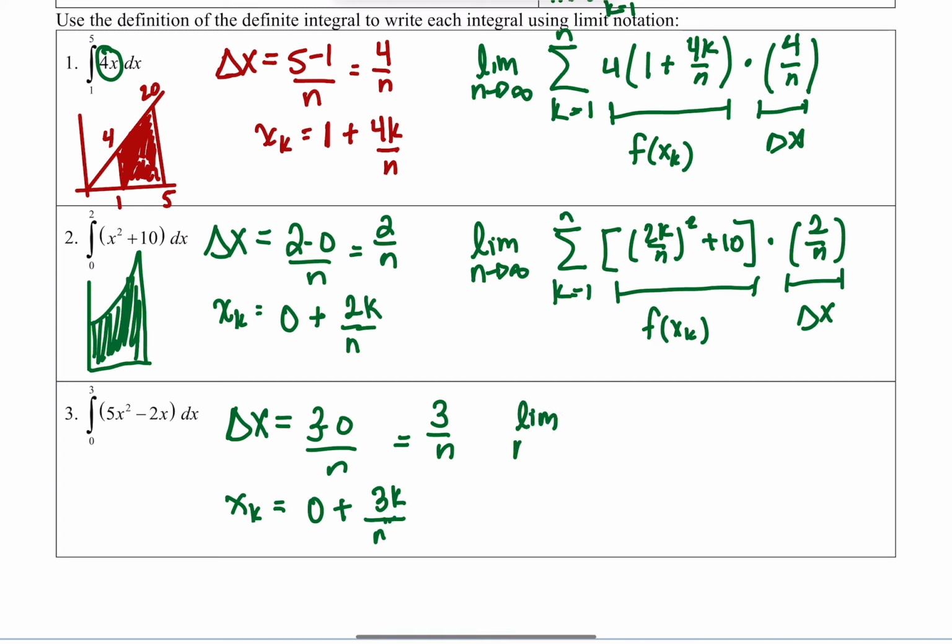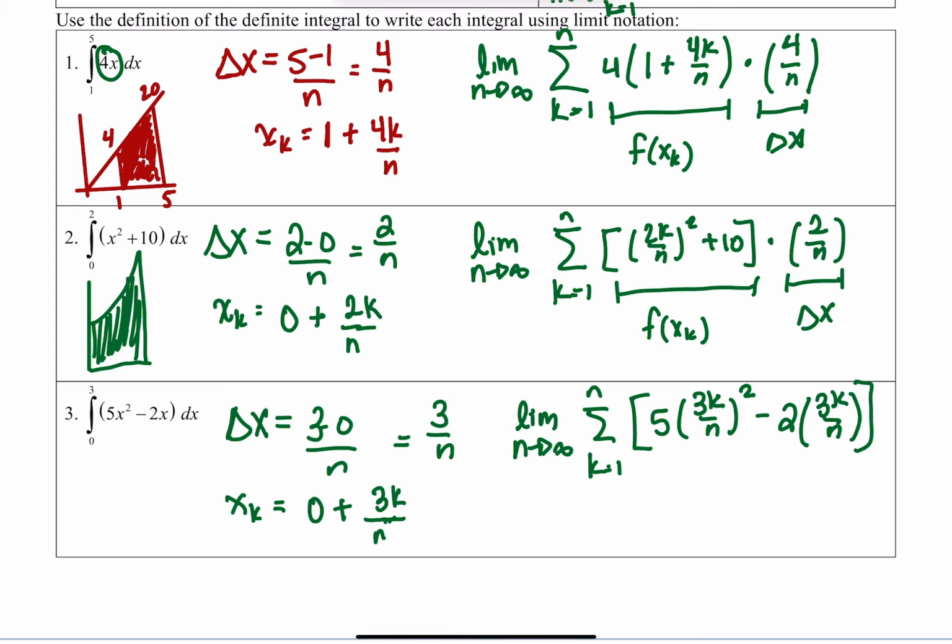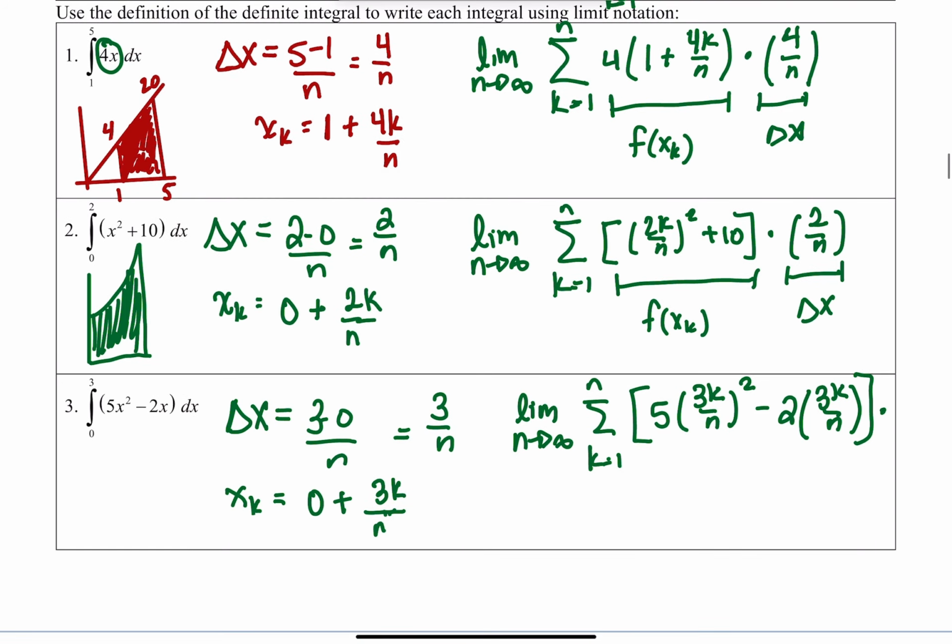Then we have the limit as n approaches infinity of the summation from k equals 1 to n, and then f of x sub k. In this case, we're going to have 2 variables that we're going to substitute in. So we're going to have 5, 3k over n, squared, minus 2, 3k over n, and that's going to be f of x sub k. And then we have my width, which is just going to be 3 over n.